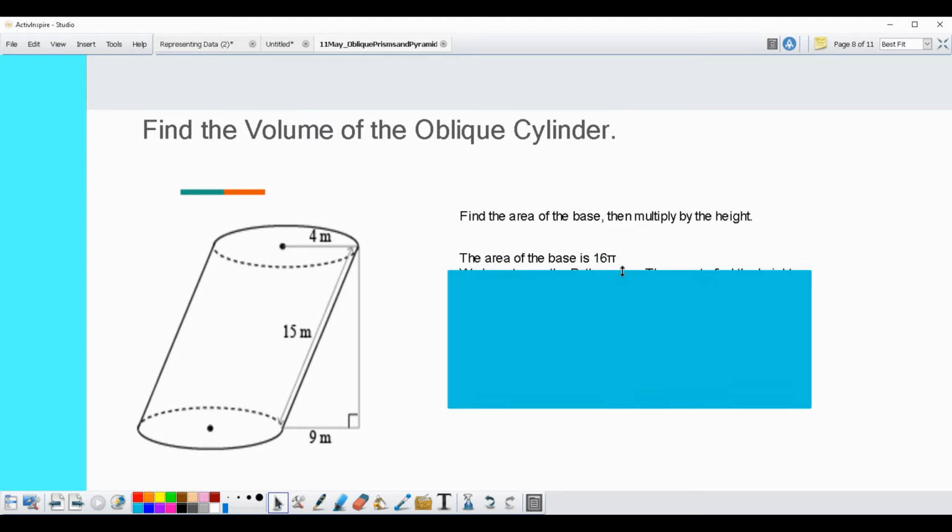But in this case, we first need to find the height. Once we found the area of the base, that's easy. It's 16 pi square centimeters. And then we have to use the Pythagorean theorem to find the height.